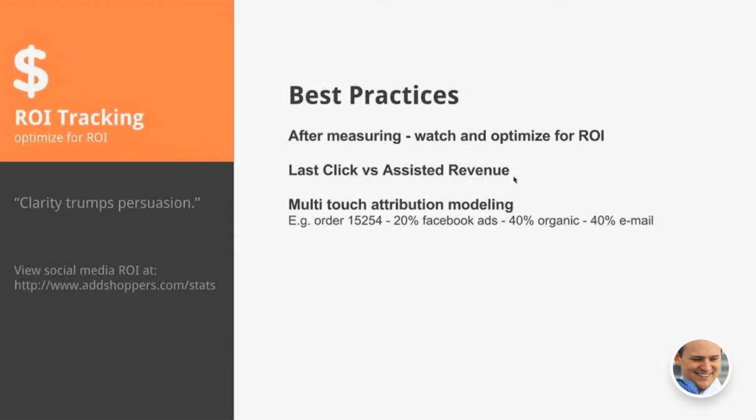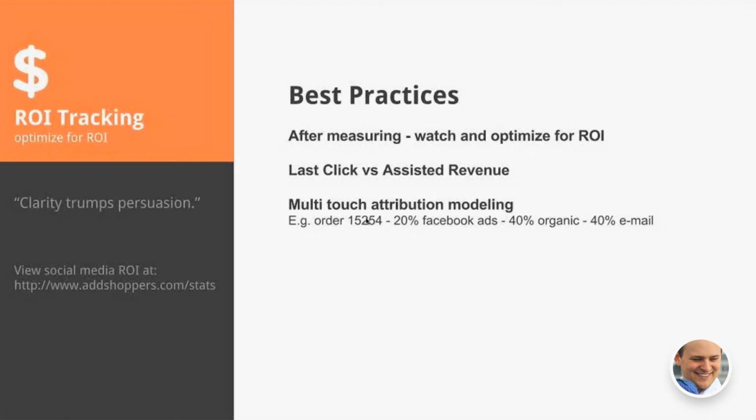There's the last click versus assisted revenue model. What that says is whoever touched the customer last is going to get credit for the purchase. That's the old way of looking at things. And if you're just looking at last click, it's going to look like SEO or email are the only two drivers of revenue for you. It's not going to give you the whole story.